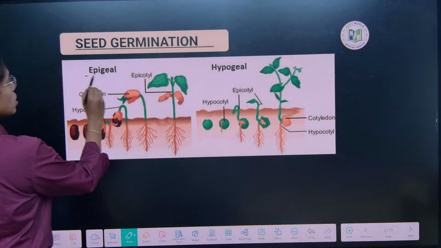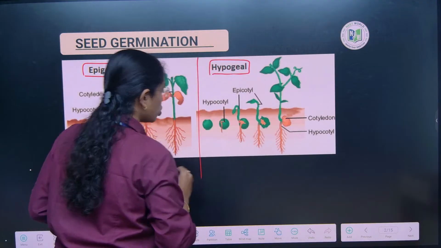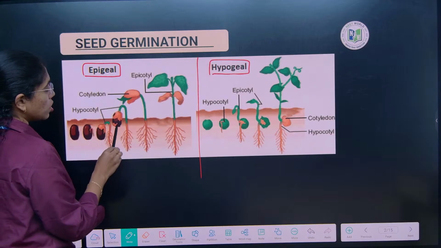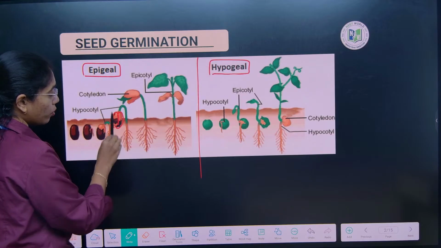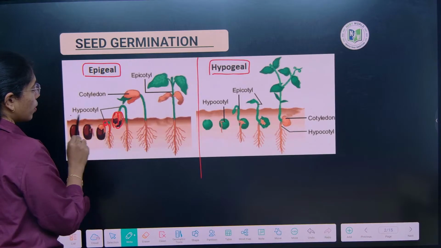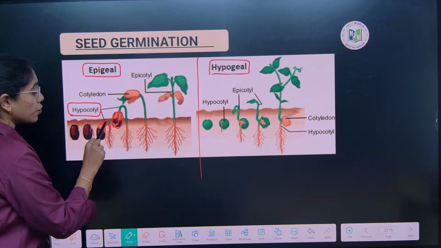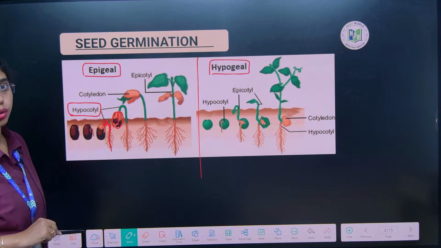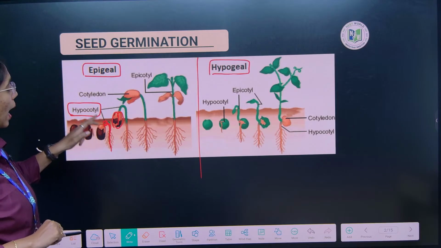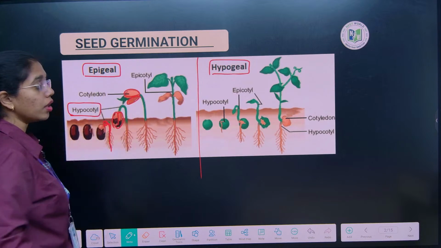Seed germination is of two types. One is epigeal seed germination and second is hypogeal seed germination. In epigeal seed germination, the cotyledons will rise above the ground and first hypocotyl will emerge from the seed. It is first hypocotyl that emerges from the seed and it is first radicle that grows. In epigeal seed germination, first hypocotyl emerges and radicle elongates and cotyledons will come above the ground.